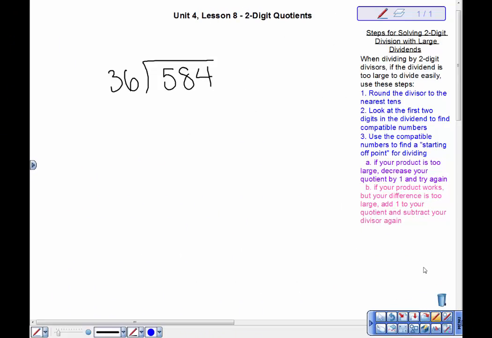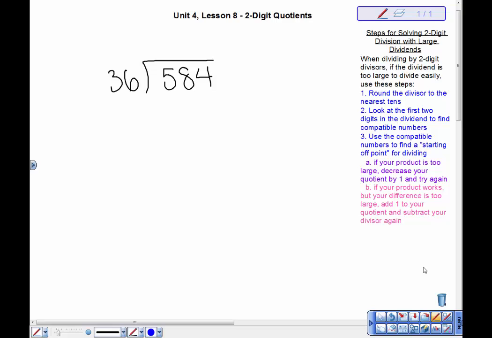Hello. This afternoon we're going to talk about Unit 4, Lesson 8, which is 2-digit quotients. Yesterday we talked about a 1-digit quotient. Remember, a quotient is the answer to a division problem, so the answer goes up here on the roof of the doghouse. Today we're going to work with what happens when our quotients are 2 digits, so 10 or higher. The steps are pretty much exactly the same, only we have to look at things slightly differently.